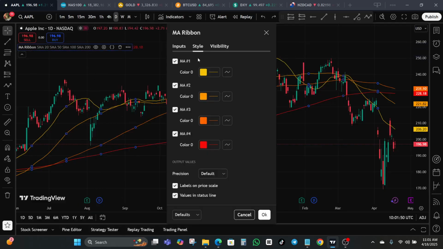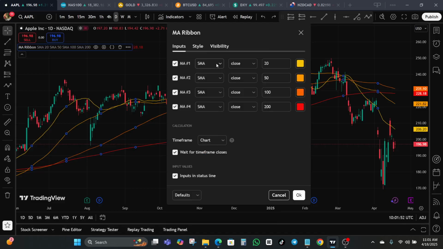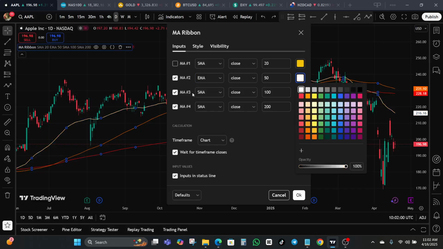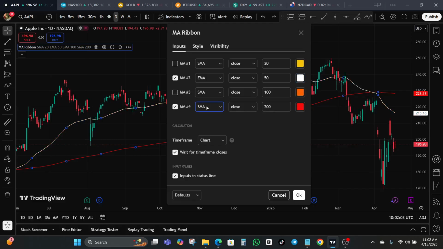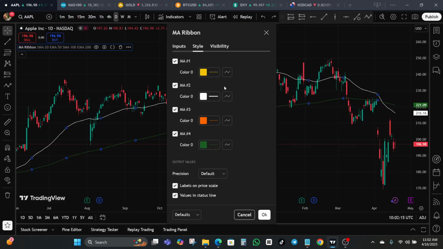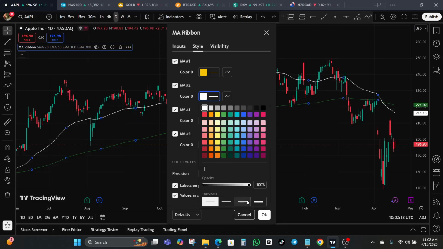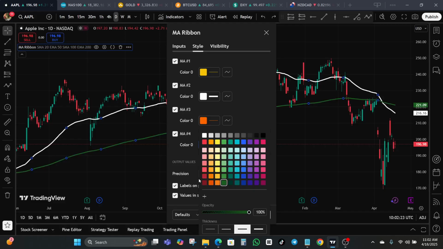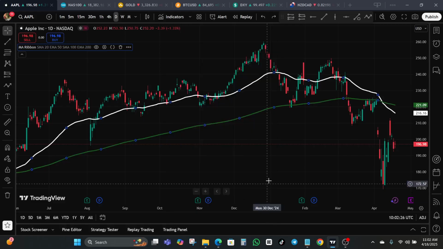All right, we're just going to use the ribbon, but we're going to change this to EMA, and we're going to change this to EMA. We're going to be using the 50 period and the 200 period EMAs. Okay. All right, here we go.